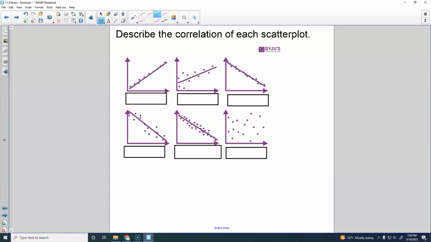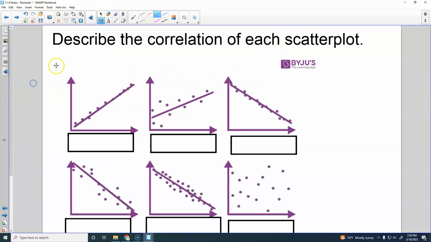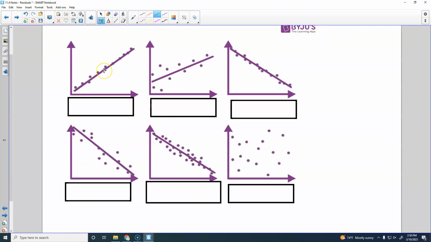Okay. So, correlation, we can describe it using the correlation coefficient, which we have done before. Sometimes we just describe it with words. So, I'm going to label these A, B, C, D, E, and F to make it easier for us to talk about these. Which ones of these would have a positive correlation?